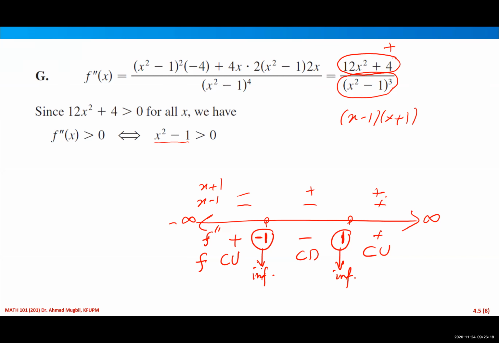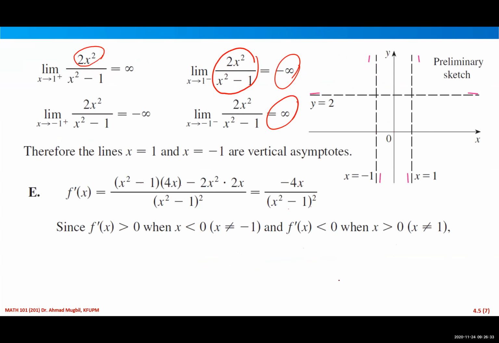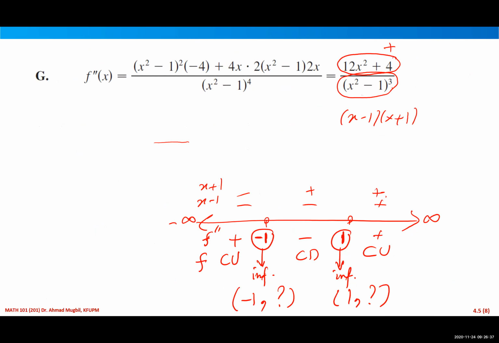Ya shabab, to avoid this mistake, always ask yourself, what is the inflection point? You know the point will be x and y. What is y? You cannot find it, because the function, ya shabab, is not defined at 1 and -1. So there are no inflection points here.